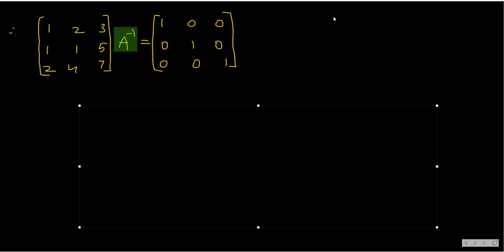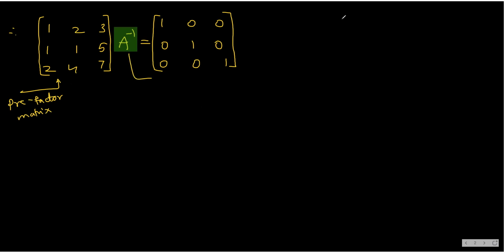What is the method? I'll tell you. Listen. See, the method is as follows. This is the prefactor matrix. All of you listen to the method. And this is the post factor matrix. And here we have the RHS matrix.